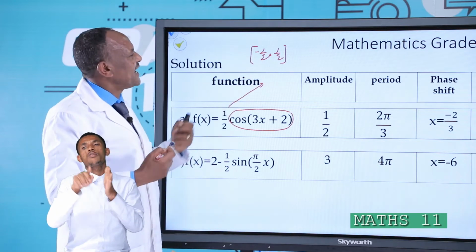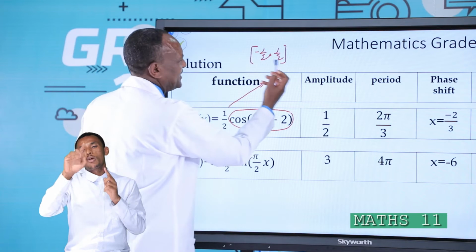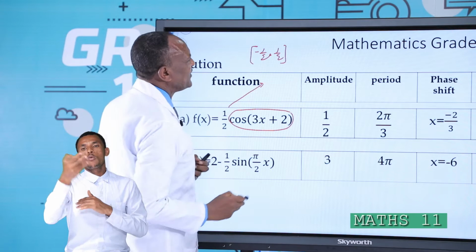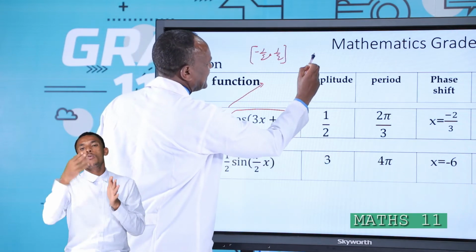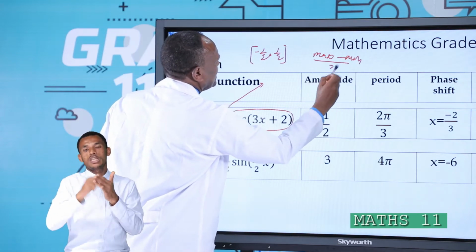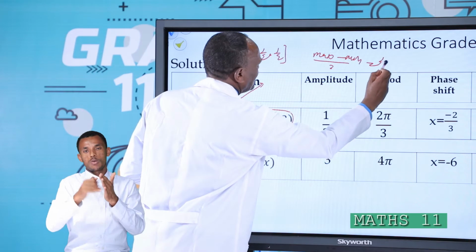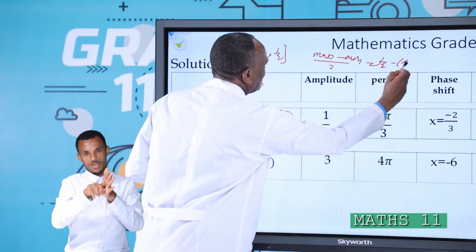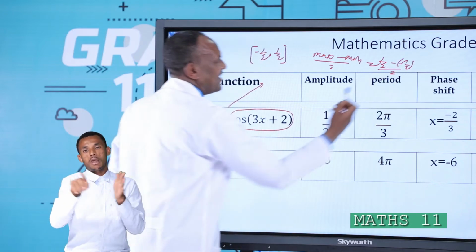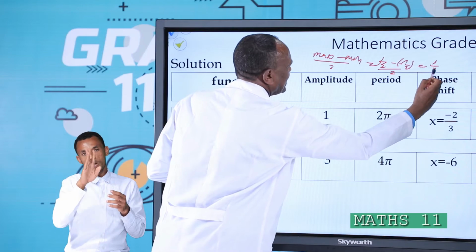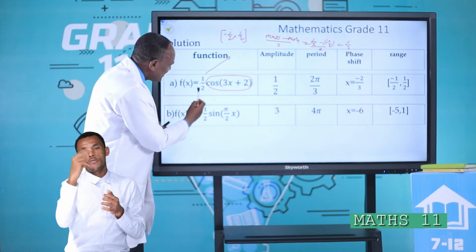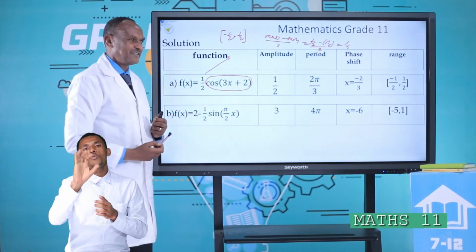So to get the amplitude, what was the maximum value? The maximum value is equal to 1 over 2. Minimum value negative 1 over 2. What is the difference? Maximum minus minimum value, that should be divided by 2. The maximum value, 1 over 2, minus the minimum value, negative 1 over 2, that should be divided by 2. Negative times negative is positive. Half plus half is 1. 1 divided by 2 gives half. It is the amplitude of that given function. That means it is the coefficient of the cos function.